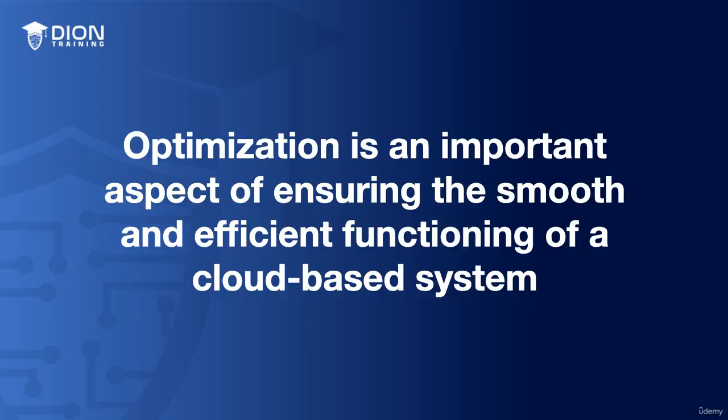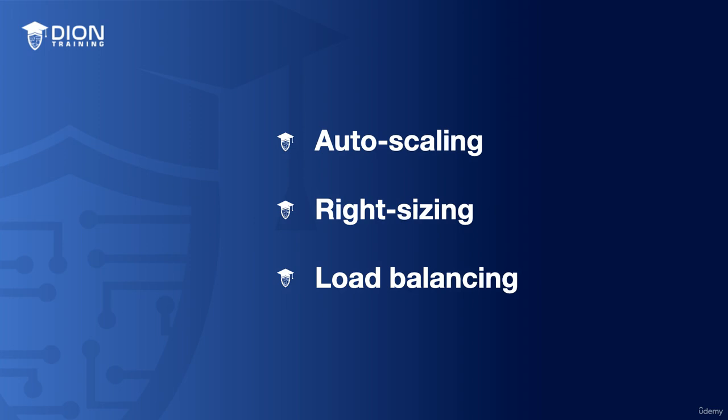So again, optimization is an important aspect of ensuring the smooth and efficient functioning of a cloud-based system. Also remember that there are three key techniques for optimizing cloud computing, which are autoscaling, right-sizing, and load balancing. Autoscaling helps organizations to automatically allocate resources based on demand, ensuring that resources are not wasted and that the system remains available even during periods of high demand. Right-sizing helps organizations choose the appropriate size of their cloud instances, ensuring that they are not overpaying for more resources than they actually need. Load balancing helps organizations to distribute incoming traffic across multiple resources, ensuring that the system remains available and that the performance of the system is not impacted by the spikes in incoming traffic.